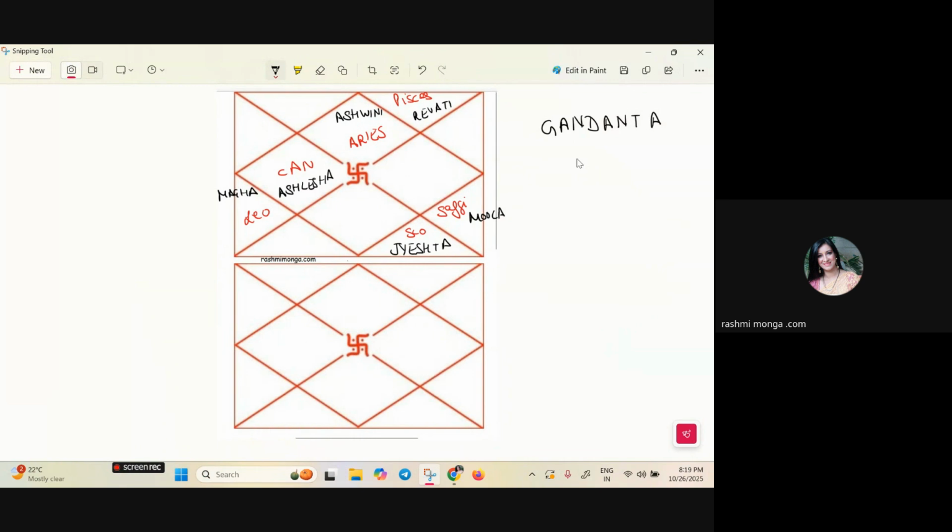So if a person is born under these nakshatras, Ashwini, Ashlesha, Magha, Jyestha, Moola, Revati, these are called Gandmool nakshatras. Moon is in Gandanta. They are called Gandmool nakshatras. So it is considered a tough position, and remedial measures are given for this if someone is having a birth in Gandmool nakshatra.